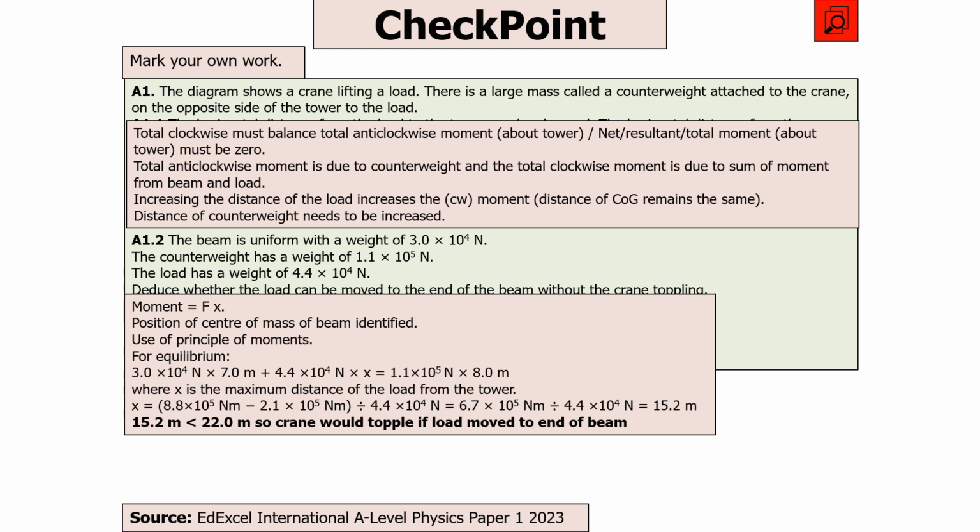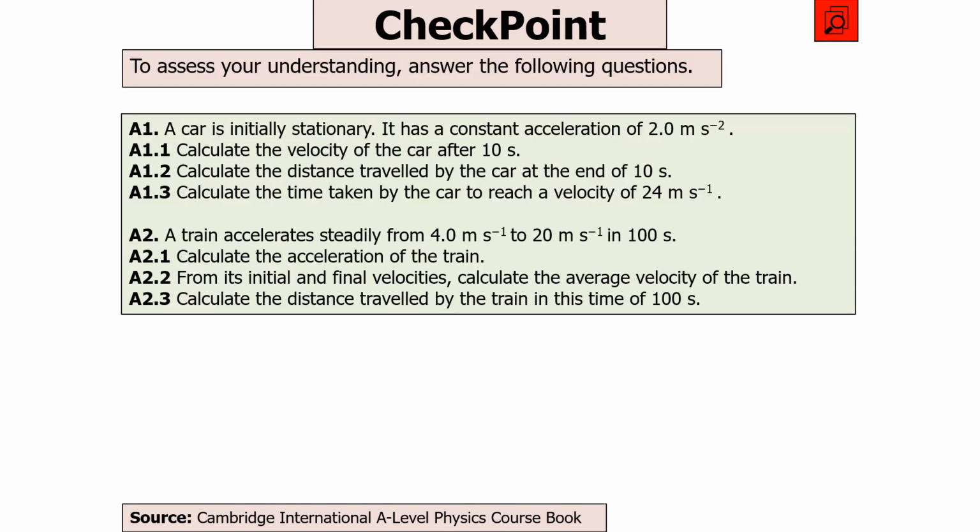It's going to no longer be balanced because there's going to be a resultant moment. So therefore, if the beam was moved past 15.2 meters, there will be a resultant moment and the crane would topple.